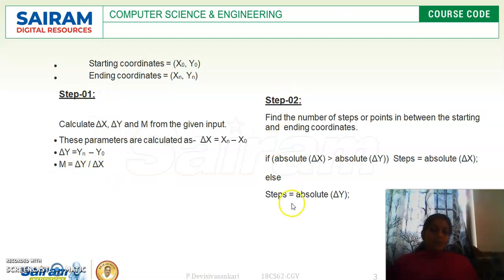In step 2, we need to find how many intermediate points there will be. For that we use step 2. If the absolute value of del x is greater than the absolute value of del y, then the number of steps to be followed is equivalent to del x. Otherwise, the number of steps is equivalent to del y.